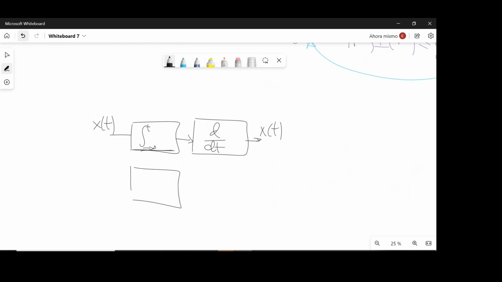And for discrete systems, we have the sum from minus infinity to n. And here we have a system that is delta n minus 1. So I'm convolving with that. And if I put x of n, I get x of n. Okay, so these two systems, one is the opposite of the other. And this is the equivalent of differentiation. You have to convolve with this thing.